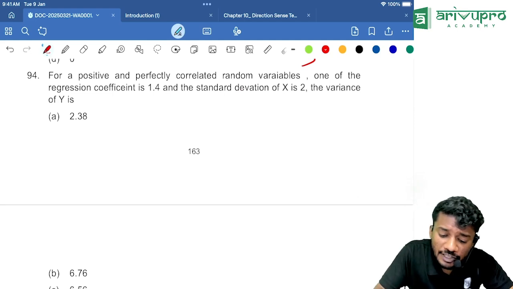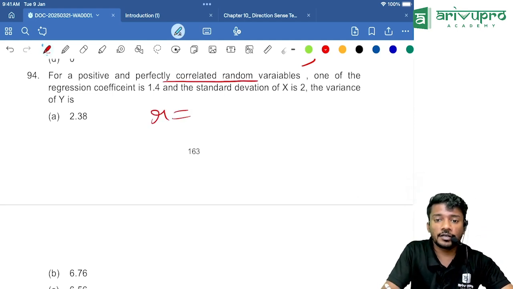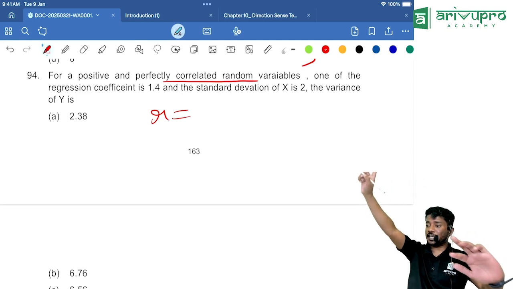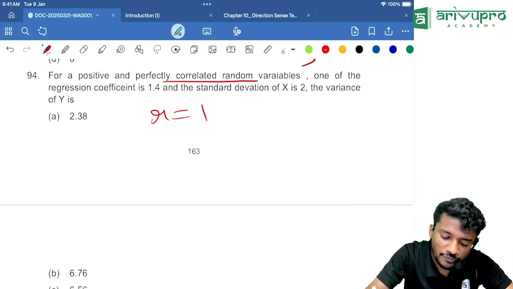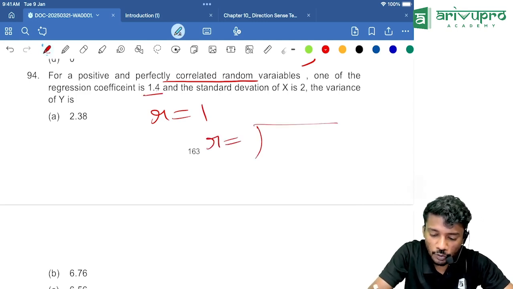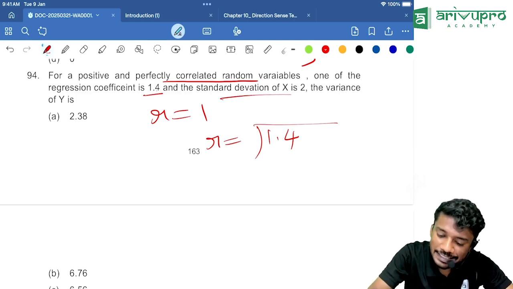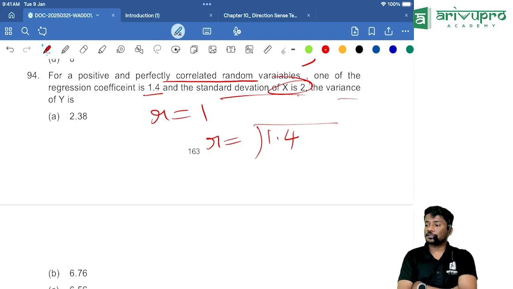Positive and perfectly correlated. What does that mean? R value is how much? Positive and perfect correlation means 1. R is equal to 1. One of the regression coefficients is 1.4. So R is equal to root of 1.4 into the other coefficient. And the standard deviation of x is 2. The variance of y is the question. How will you find it?